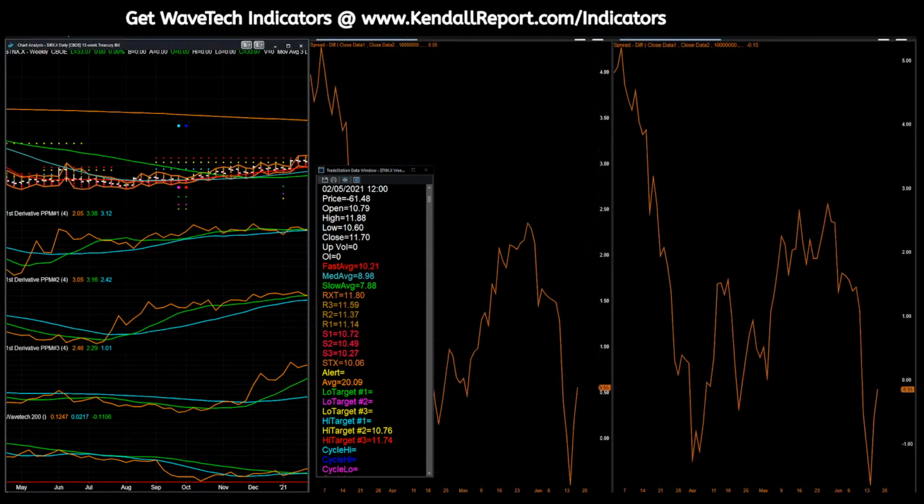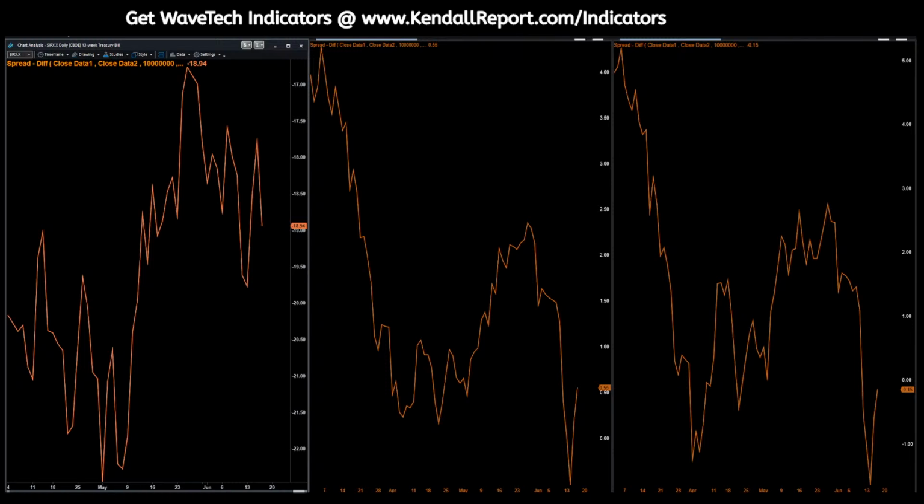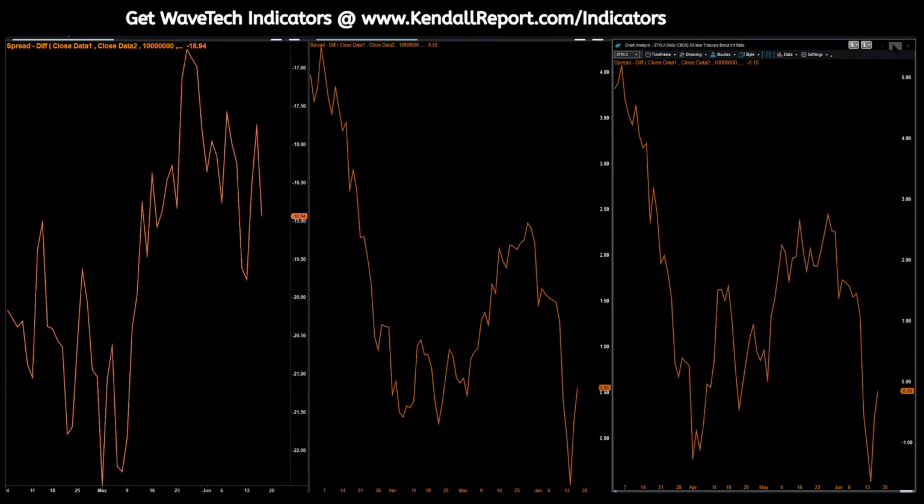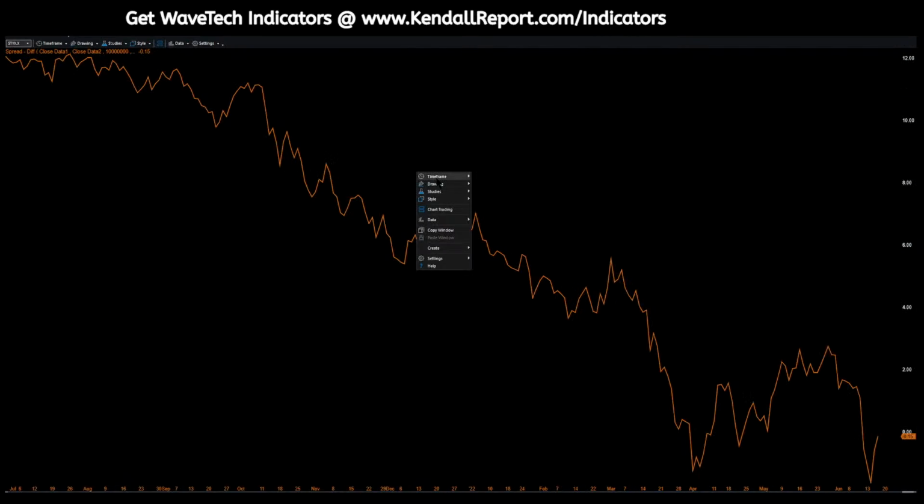Let's take a quick look at the yield curve. So here's the yield curve. We finished, actually we're still negative. I take that back, minus 0.15. But the 10-30s are back positive, and we're still negative on the 13-week T-bill versus the 5. But this 5-30, which is my favorite indicator here, let's just make sure we got this.